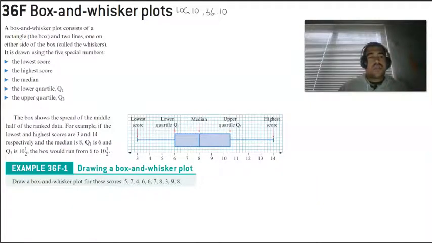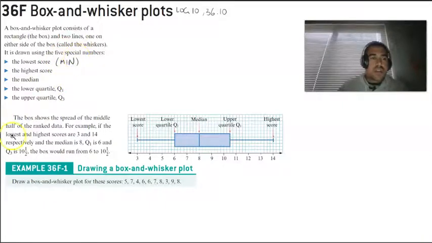So a box plot, holding my pen upside down, there we go. A box and whisker plot consists of a rectangle, the box, and two lines, one on either side of the box, and these are called the whiskers. It is drawn using 5 special numbers, also known as a 5-number summary, the lowest score, also known as our minimum.